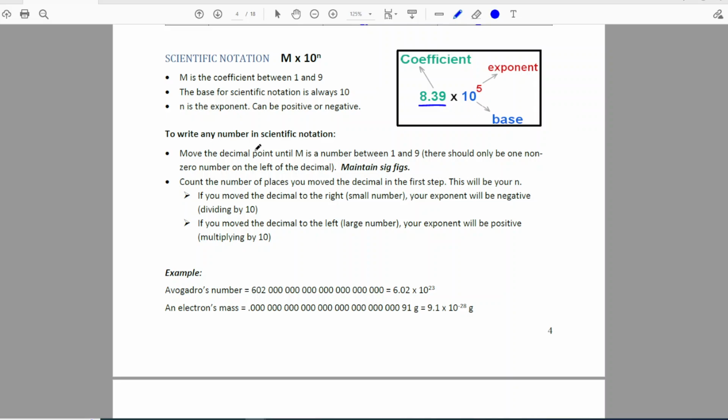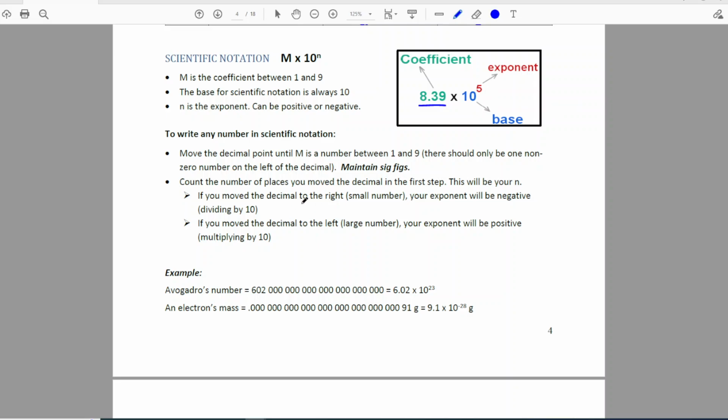So to write any number in scientific notation, you move the decimal place until your coefficient is a number between 1 and 9. In other words, you only have one digit to the left of the decimal place, and then you maintain sig figs, however many you want, whether you're just maintaining significance of the number or rounding to a certain number of significance. And then you count the number of places you move the decimal. This is going to be your n value, so the exponent on the 10.